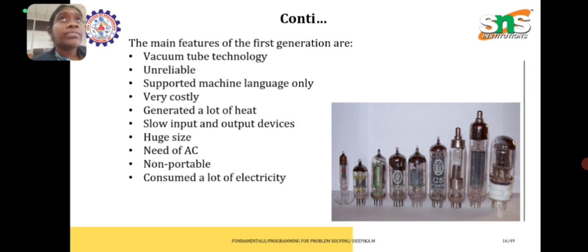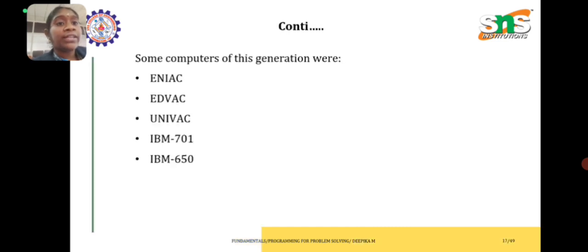Nowadays, when our phone memory is full, our phone can hang like that, and it takes more time to process anything. Slow input means if we give an input, it takes more time to be taken. Only then does the input occur, like that we understand. The output devices were huge in size. We need AC, and they were non-portable. We can't take them in one hand, so not portable. They consumed a lot of electricity.